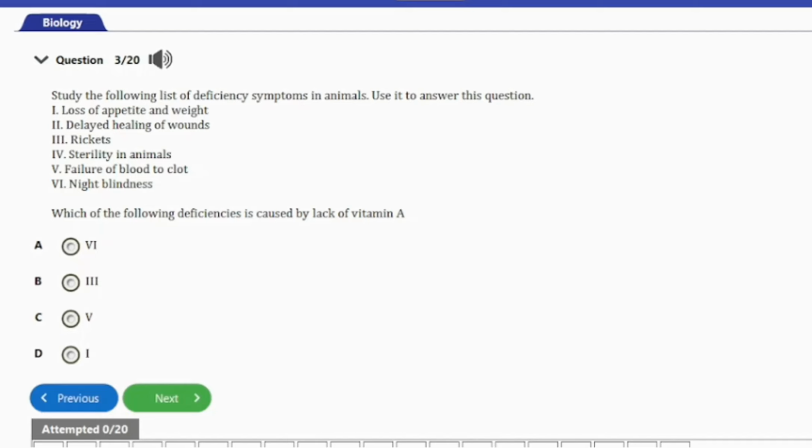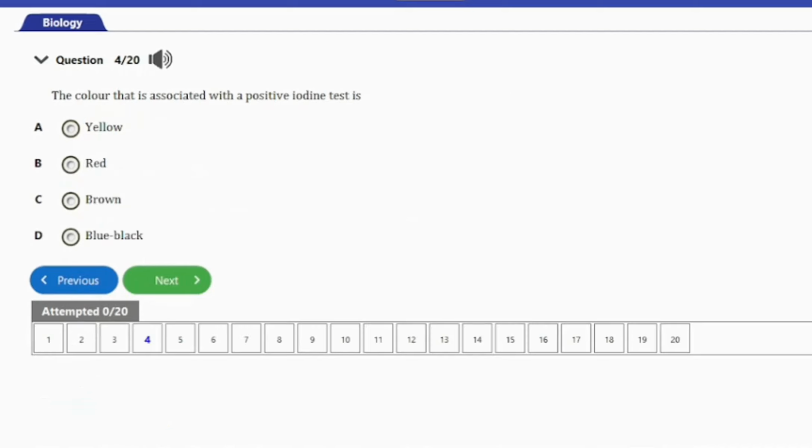So let's go ahead and consider the next question, guys. Question number 4 here, it says, the color that is associated with positive iodine test is A, yellow, B, red, C, brown, D, blue-black. So guys, obviously the answer to this question is blue-black, and that's option D. So when you test for carbohydrates using iodine test, you're going to get blue-black coloration, and that's it for that question. Let's go ahead and consider the next question, guys.